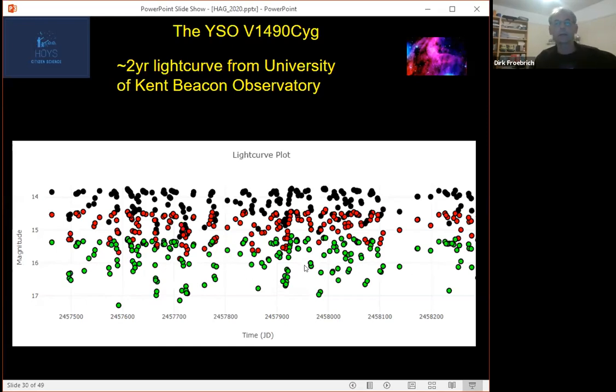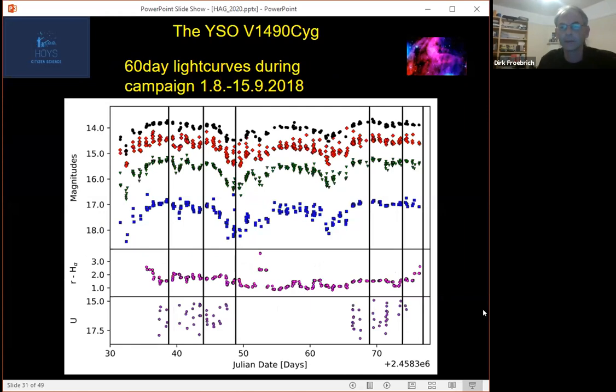So what we then did 2 years ago, we asked all our participants to observe this target field every night for 6 weeks. And this is the light curve that you get for just 6 weeks. Again, it's the same color coding. Now I've also added the blue filter here, and some other filters on the bottom, but you can ignore those. The main thing to see is this is 60 days.